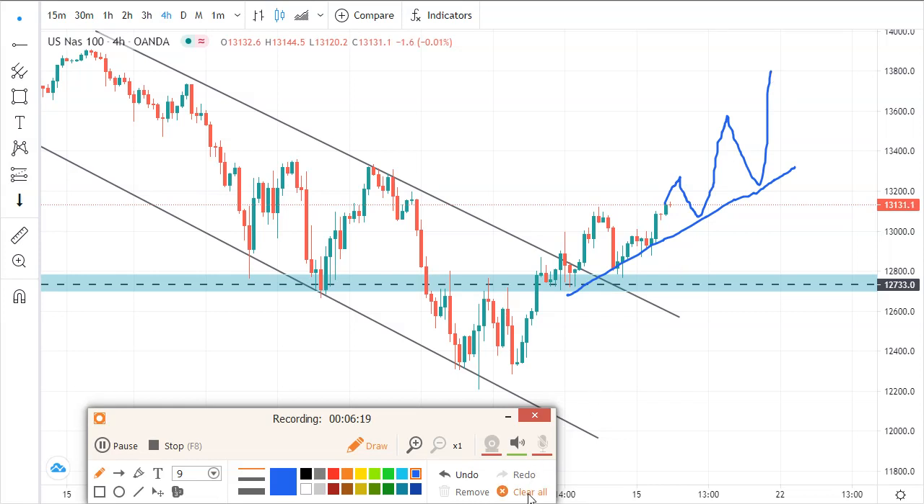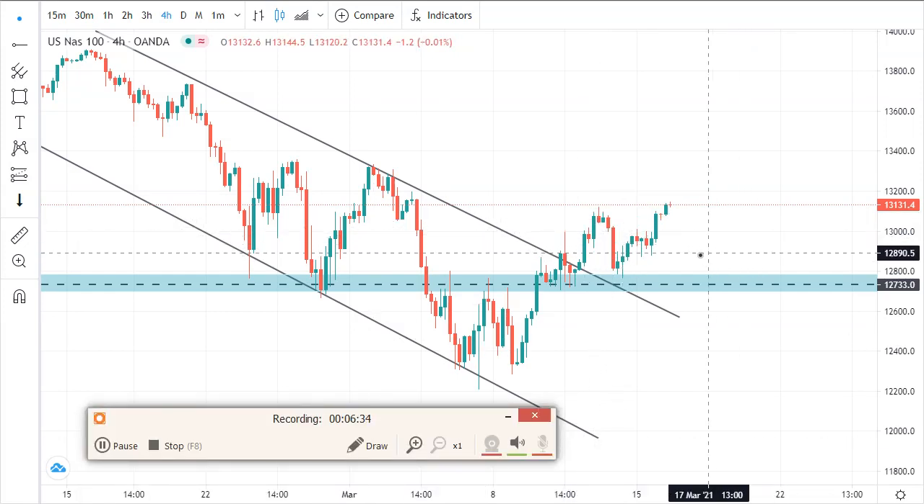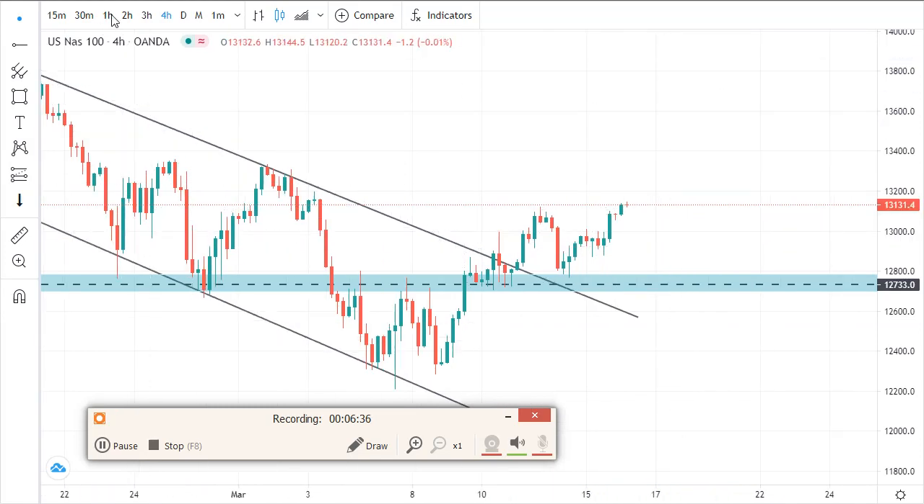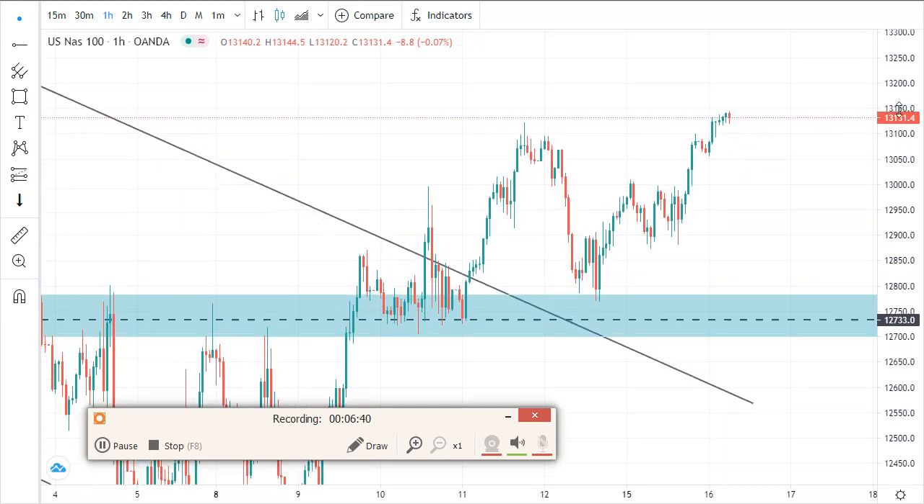From this point, I see something like a resistance, and it seems like here the market just closed above this resistance. But what we can do now is to go straight there and see what's really happening on a smaller time frame.